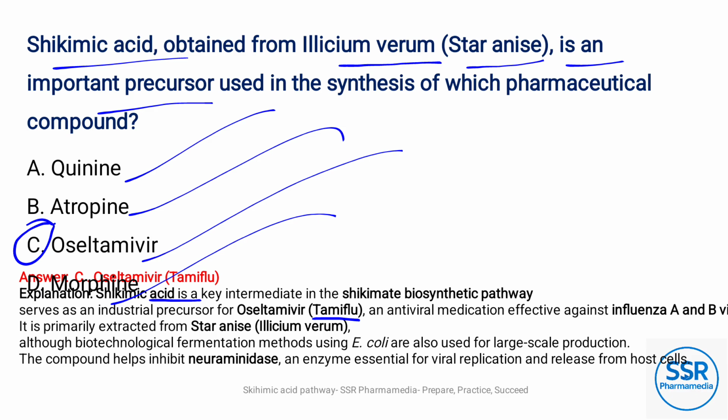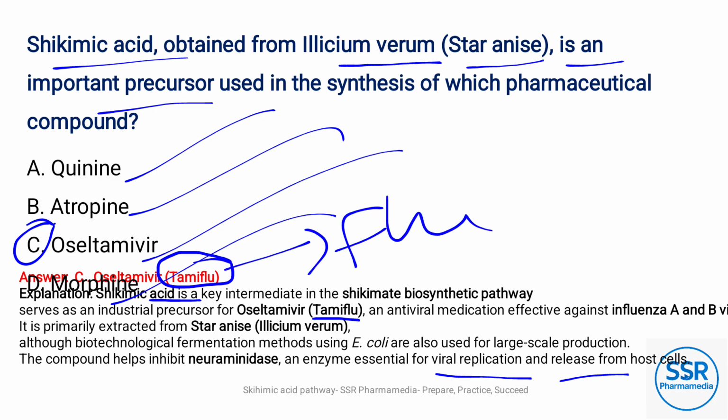The compound helps inhibit neuraminidase, an enzyme essential for viral replication and release from the host cell. So oseltamivir, a type of Tamiflu, is used for influenza treatment. It is used for the flu.